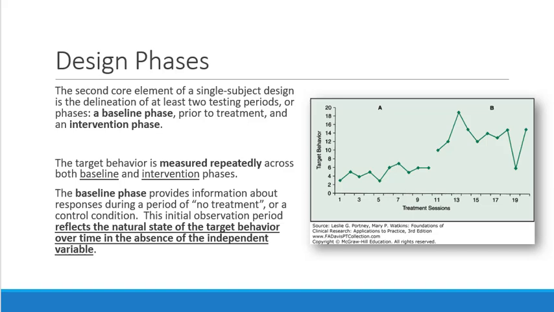The second core element of a single subject design is the delineation of at least 2 testing periods. These are the baseline phase and the intervention phase. The target behavior is measured repeatedly across both baseline and intervention phases. The baseline phase provides information about responses during a period of no treatment or during a control condition. This initial observation period reflects the natural state of the target behavior over time in the absence of the independent variable.